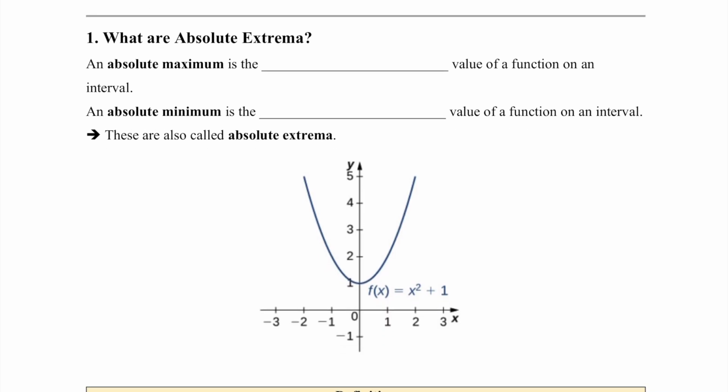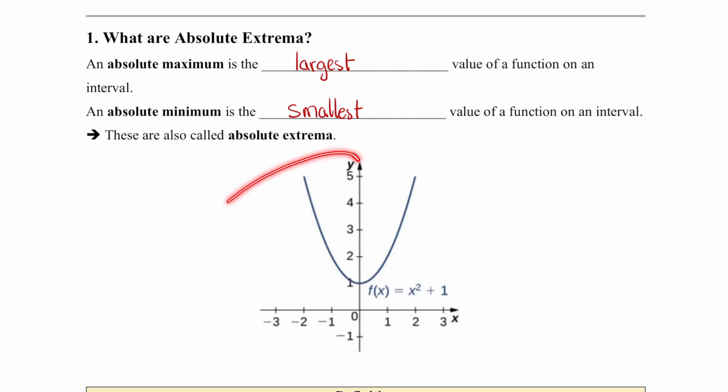Let's start with some definitions. An absolute maximum is the largest value of a function on a given interval. An absolute minimum is the smallest value of a function on that interval. We use the term absolute extrema to refer to both of these together, the highest and the lowest values.